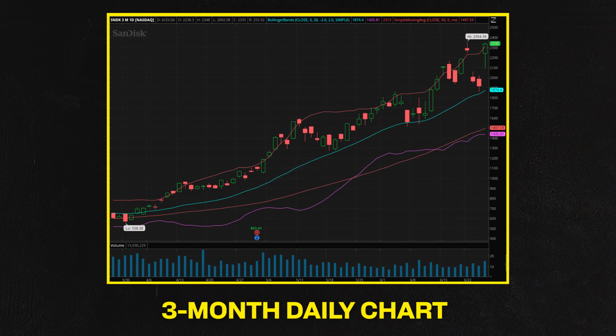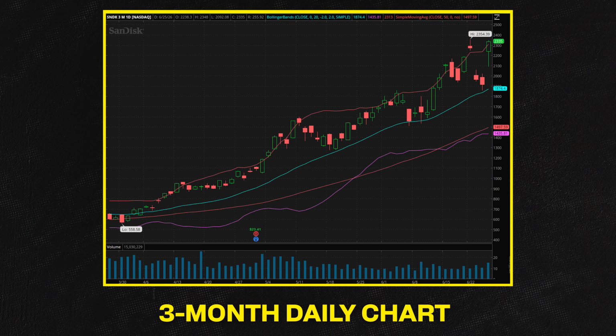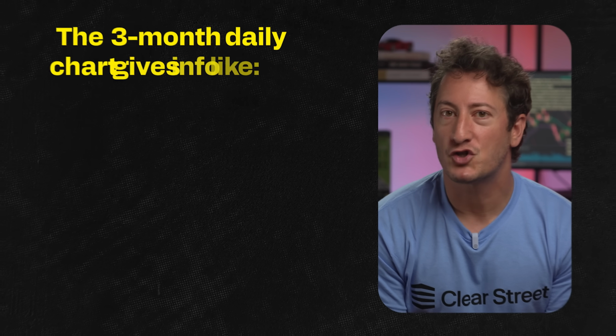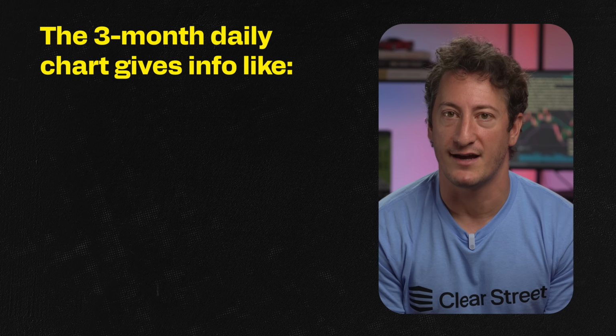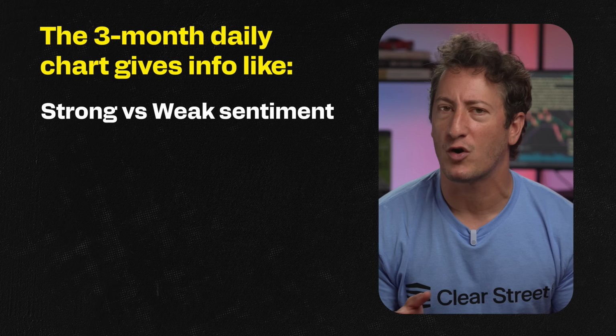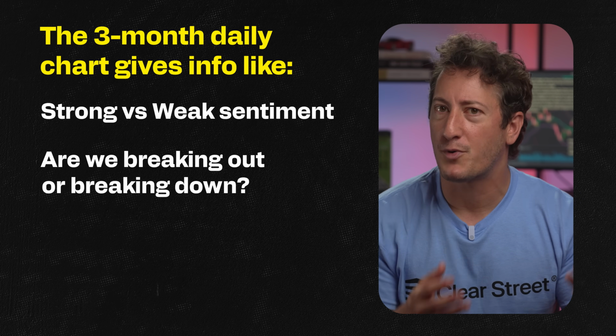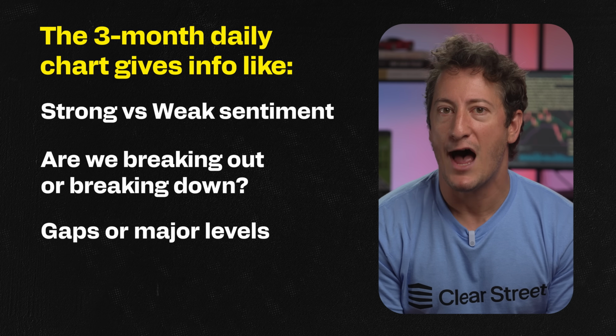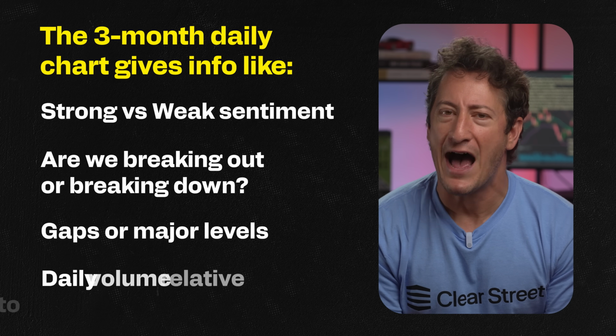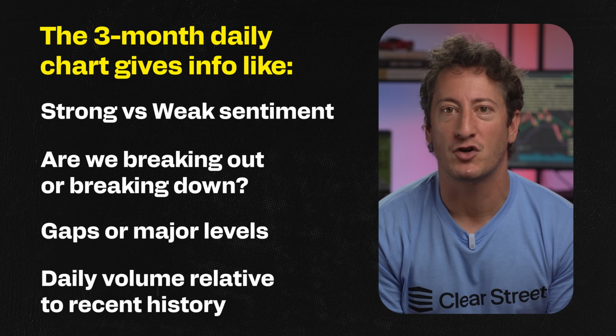The second most important chart for me is the 3-month daily chart. Sometimes I'll zoom this one out so it is a 6-month daily chart. This chart gives me some bigger picture context. Has the stock been relatively strong or weak lately? Are we breaking out or breaking down? Are there any important gaps or major levels nearby? And how abnormal is today's volume relative to recent history?